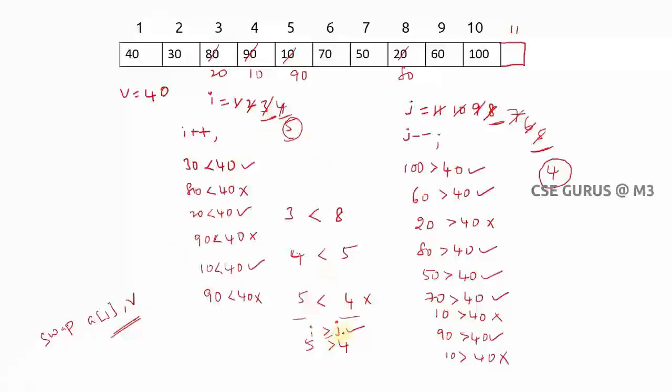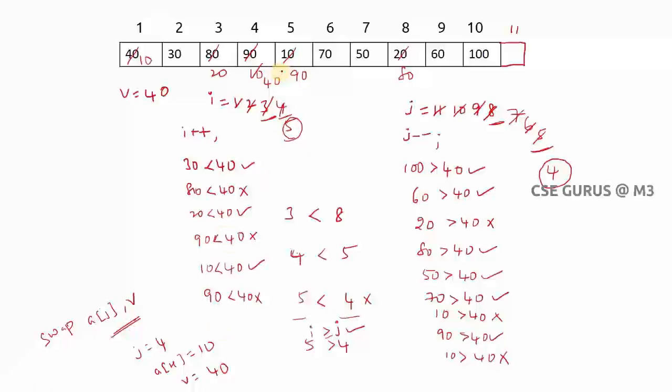So what is the j value now? The j value is 4. What is a of 4, the element which is 10. So v is 40. Now I need to swap these two. So 40 here will become 10, and here 10 will become 40.